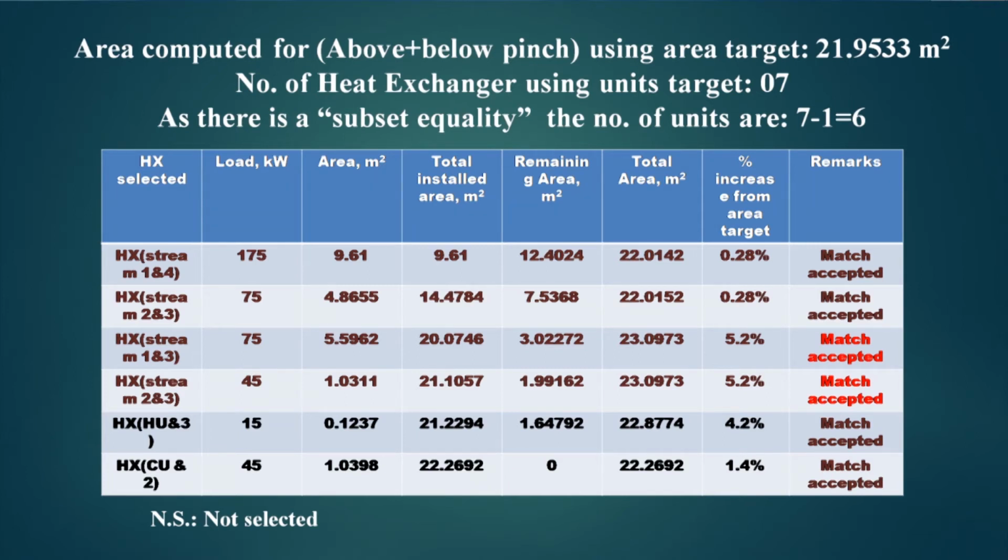Now, we went for the third match, which was between stream 1 and 3. Due to the pinch rules, we have to accept this match because this was the only feasible match. Its load was 75, the area was 5.962, the combined area of all 3, that is this, this and this, was 20.0746, and the remaining area of 3 heat exchangers was 3.02272, so the total was 23.0973. This showed a 5.2% increase over the minimum area which we got through area targeting.